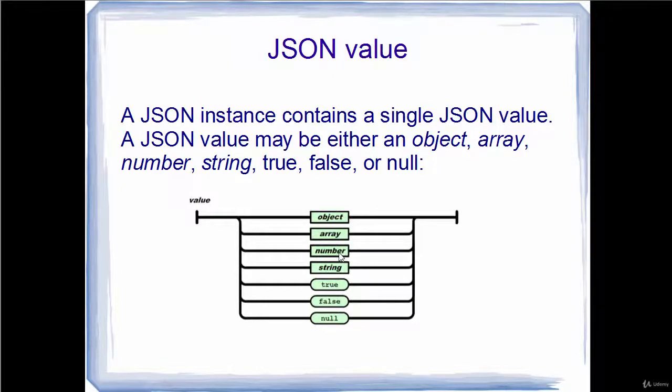Number means it can be an integer or a decimal value, and string is a string, and the other three formats are true and false for Boolean. And if you don't have any data, you can send null. Okay, so these are the data types which can be used to send the values in JSON. So it can be an object, array, number, string, or a Boolean value. Or if you don't have any data, then you can send null also.